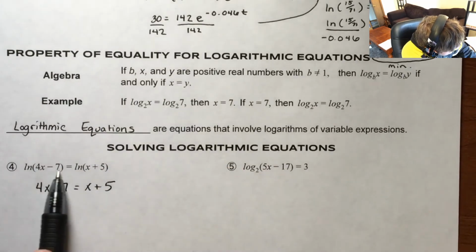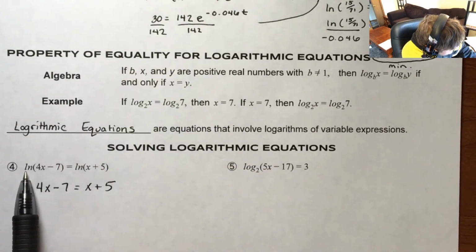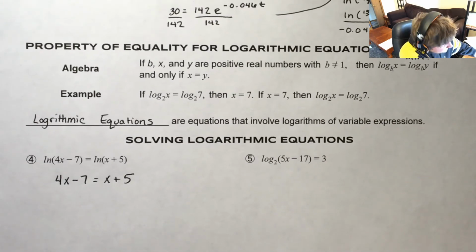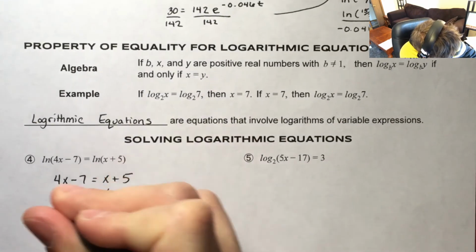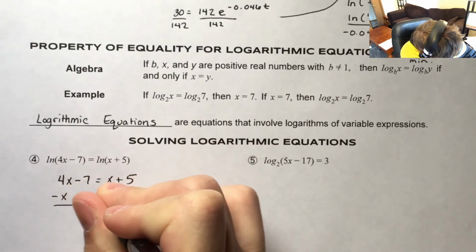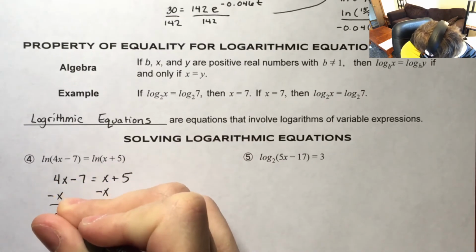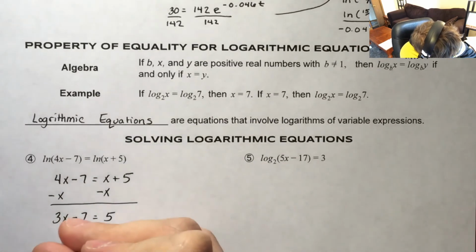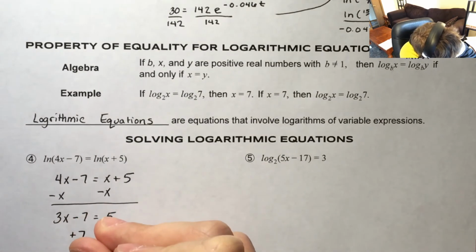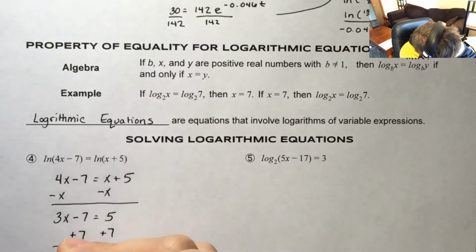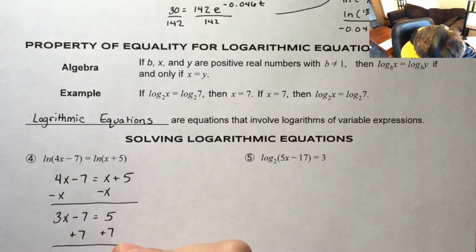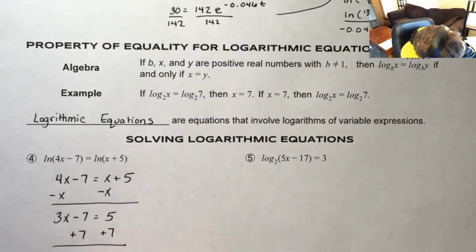Okay, I know that the inside parts are going to have to be equal to each other because it's both logarithms with the same base e, in this example. Okay, so I'm going to subtract x. 3x minus 7 is equal to 5. Okay, then I'm going to add 7 to each side here to get 3x is equal to 5 plus 7, which is 12. And then divide by 3.